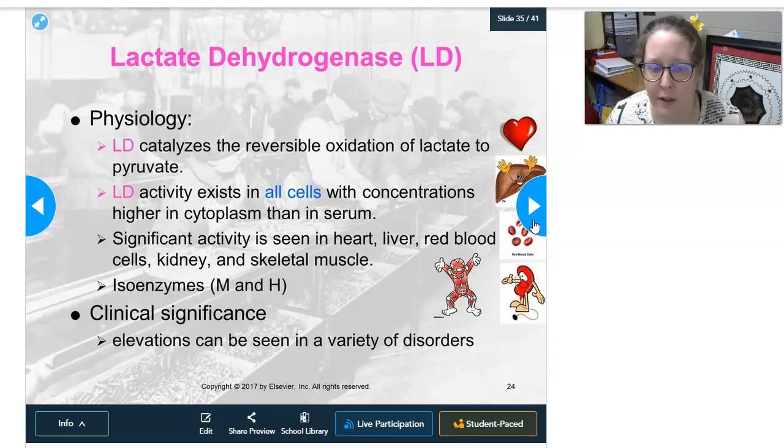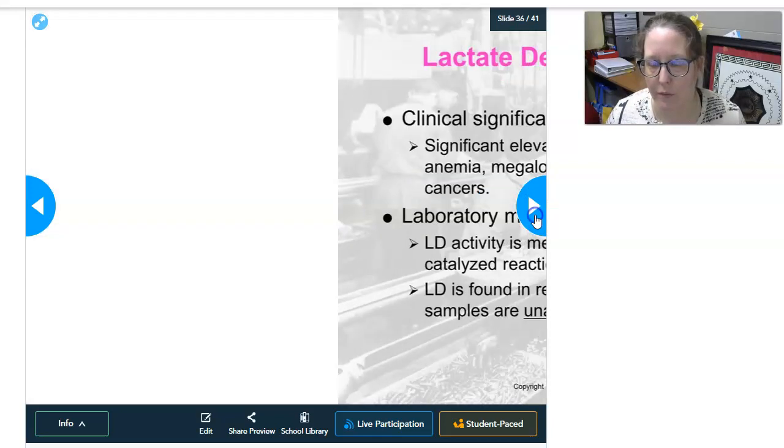It does have isoenzymes, M and H for muscle and heart. We don't hardly measure lactate dehydrogenase isoenzymes. There's just not that much value to it anymore. Elevations can be seen in such a variety of disorders. Sometimes they're done, but they're not very specific. If you do a level and then you do treatment and the levels go down, it would just mean that the treatment you're doing is working. But again, it's not a very specific test.